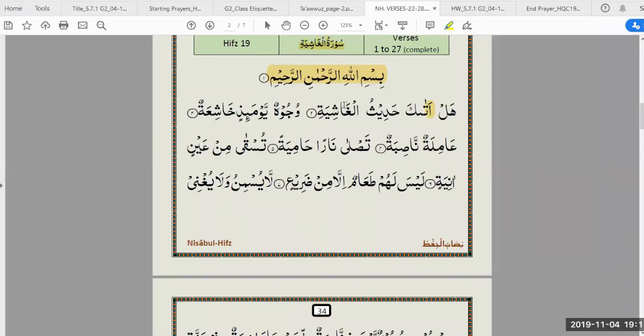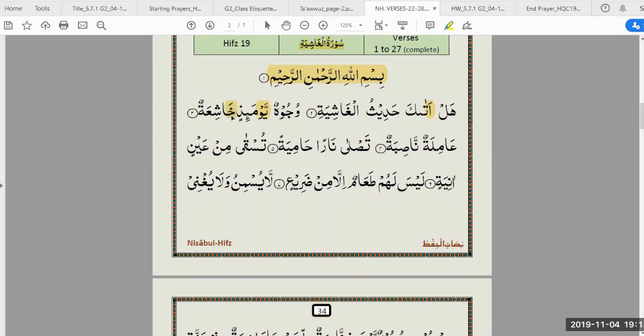Hadithul ghashiyah. Okay, good. And what happens after that? Wujuhun yawma idhin ghashiyah. Yeah. So make sure that you pronounce this properly. Say wujuhun yaw, like this, not yo. Wujuhun yaw. Good. And yeah, that was good.